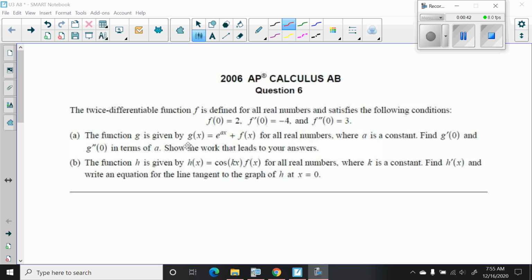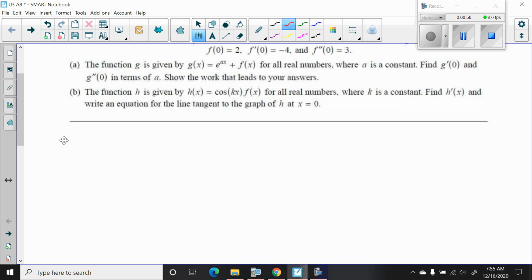A. The function g is given by g of x equals e to the a x plus f of x for all real numbers where a is a constant. Find g prime of 0 and g double prime of 0 in terms of a. Show the work that leads to the answer. All right. So g of x equals e to the a x plus f of x.